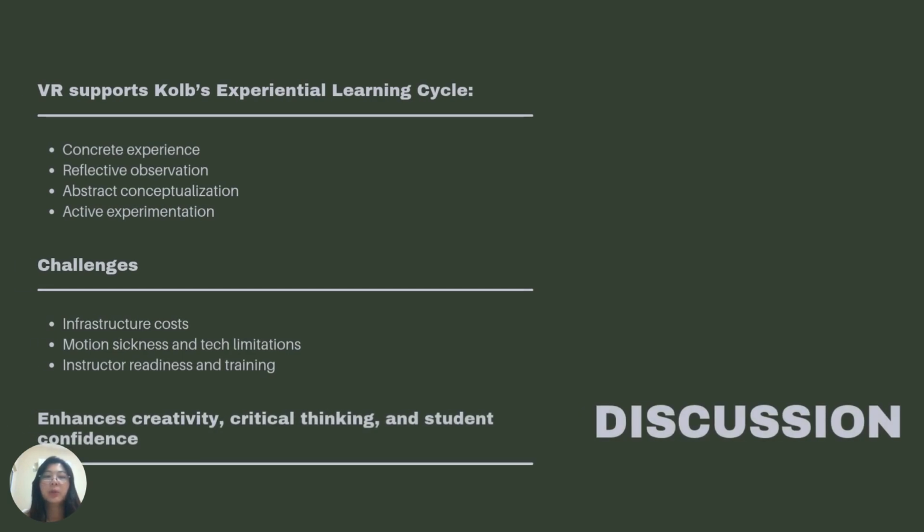And also we go to the discussion. In our discussion, from the results, VR supports Kolb's experiential learning cycle, which is concrete experience, reflective observation, abstract conceptualization, and active experimentation. So it aligns with Kolb's experiential learning theory. It is most effective when students move through observations, and then they're able to reflect on the problems in the design, and conceptualize their ideas, visualizing their ideas from their research analysis and transforming them into a real product.